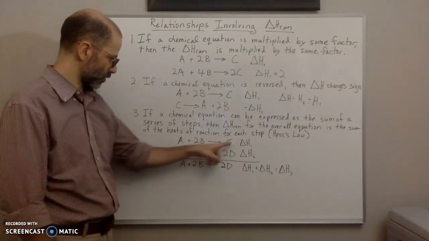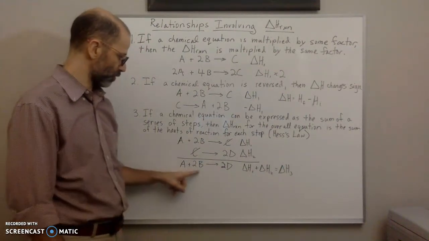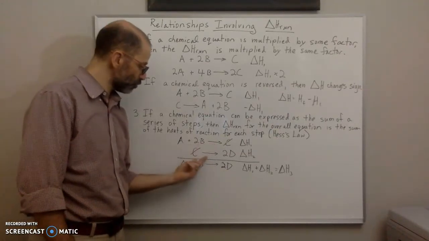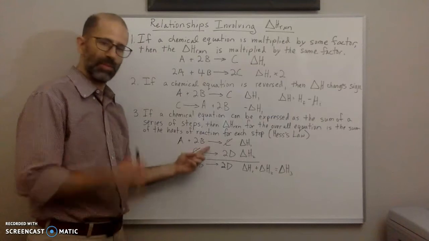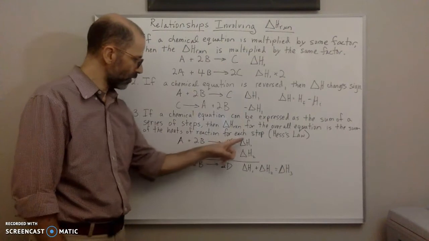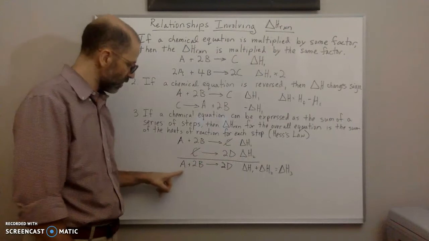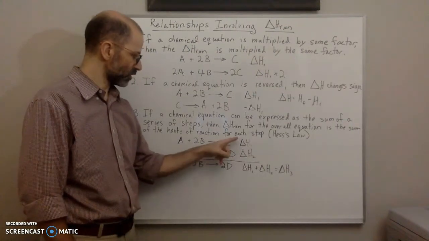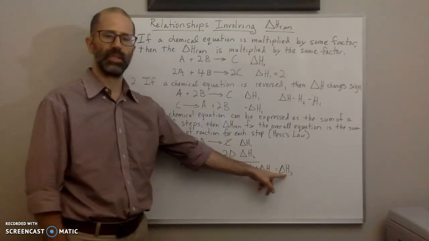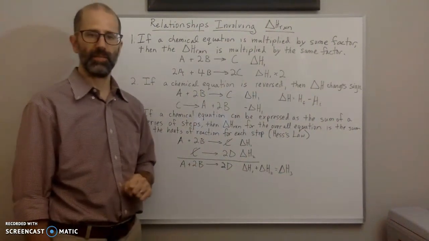If you add these together, the C's on both sides cancel out, and so I get an overall equation of A plus 2B gives me 2D. So these two steps in the equation will add up to this one. They both have their own delta H's of reaction, or heats of reaction. So the heat of this reaction is just going to be these two added together. So delta H1 plus delta H2 gives me delta H3, which is the heat of this overall reaction as well.